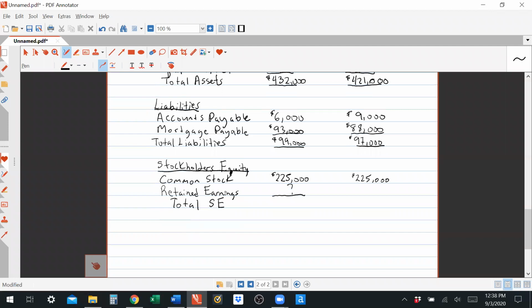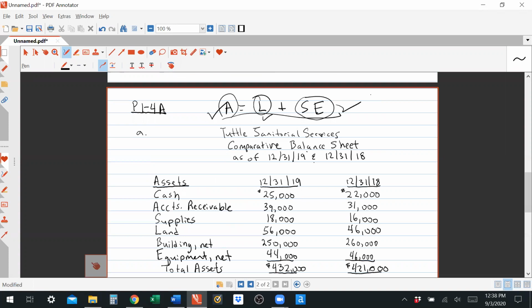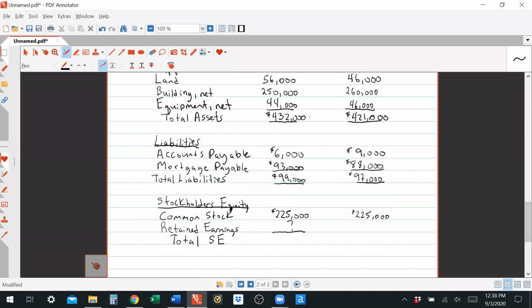We know that 225 plus question mark, we know what it has to equal, because we know this equation right here has to hold. So stockholders' equity at the end of a year, if we solve for it, equals assets minus liabilities, right? So at the end of 2019, our assets minus our liabilities has to be equal to our total stockholders' equity. So 432 minus 99, 432 minus 100 would be what? 332, and then we subtract another 1,000. So at the end of 2019, stockholders' equity has a balance of 330,000.